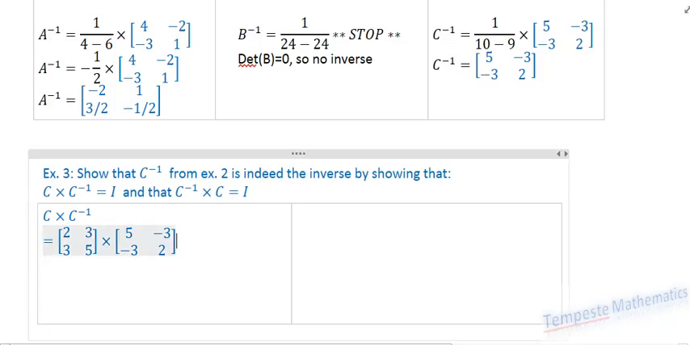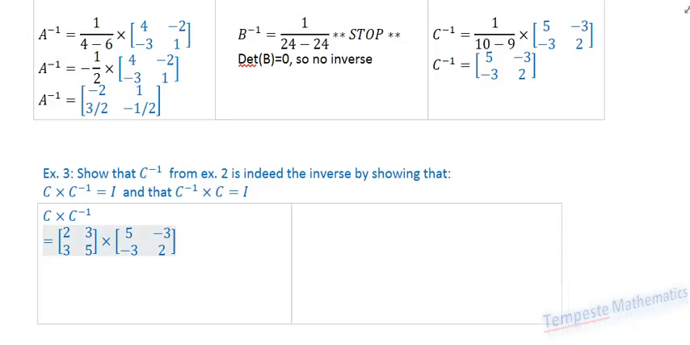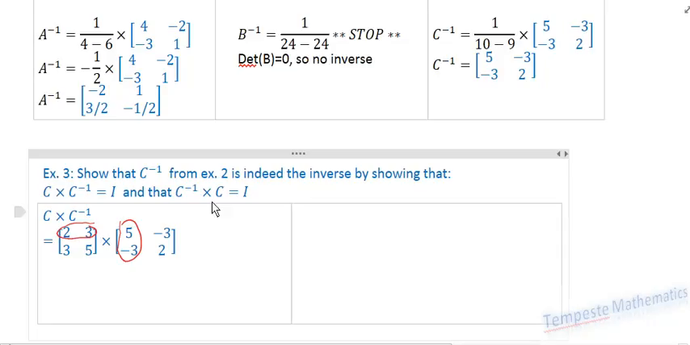All right, so here we have set up C times C inverse. A little refresher of our process: we go row by row and column by column, multiplying each pair together. So our first pair in location 1, 1 will be 2 times 5 plus 3 times negative 3. You can choose to do the calculation in your head or enter it yourself.